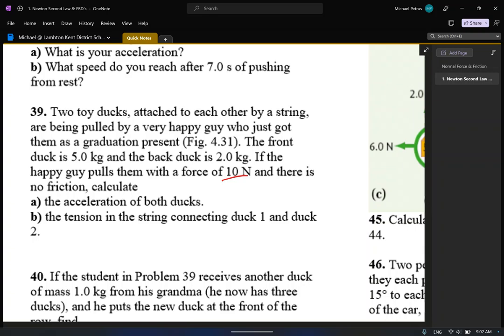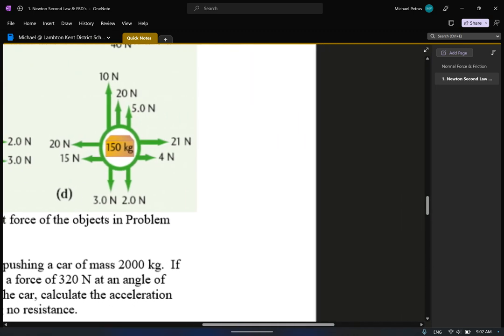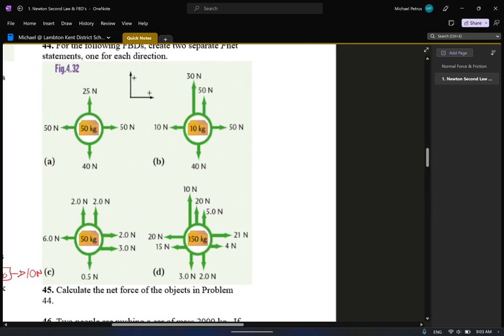So this is what I call a tension problem. All right. So, I'm going to draw a better diagram after, but just to get it straight, what's actually happening here? So we've got a 5 kilogram duck and a 2 kilogram duck attached by a string, and it's being pulled in the front by 10 newtons. That's the situation right there. I know my kilograms don't look very good. I promise I'll draw it a little nicer over here. And that's all I really need to know to find the acceleration and the tension.